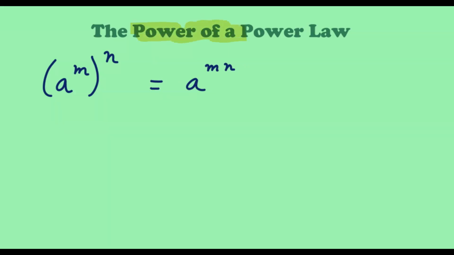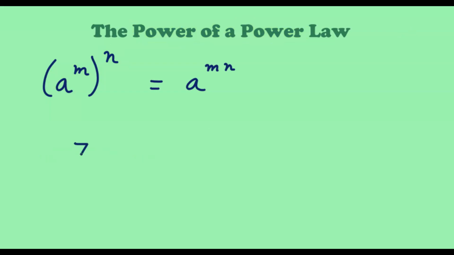Let's move on to the next law, and that is the power of a power law. According to this law, (a^m)^n is equal to a^(m times n). So this is the power of a power law, and this describes the result of taking the power of a power. So let us consider an example.